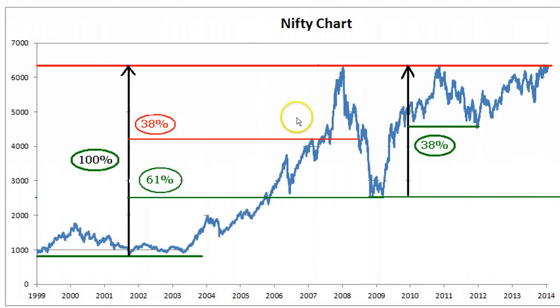So again, if you look at it, the popular numbers are again 38% and 61%. So the 38% retracement of the 5000 point rally is close to like 2000 points, so around 4300. So as soon as it breaks that particular level, markets see a huge sell off again, and finally it settles down around 2500, which is actually little more than 61% retracement.